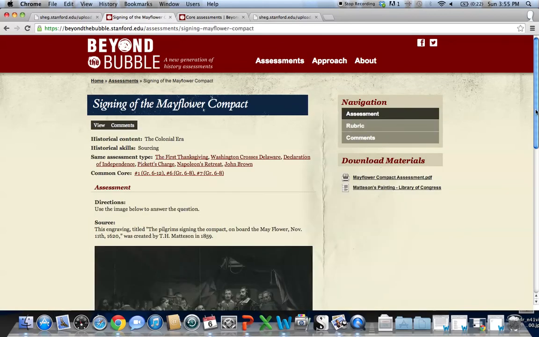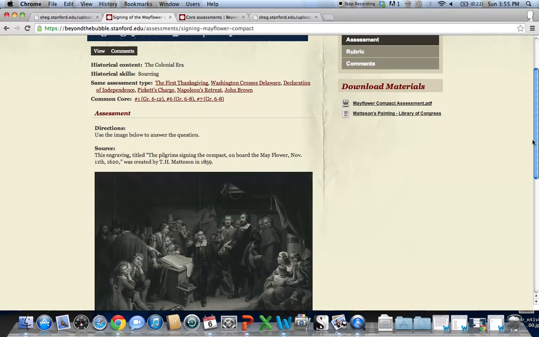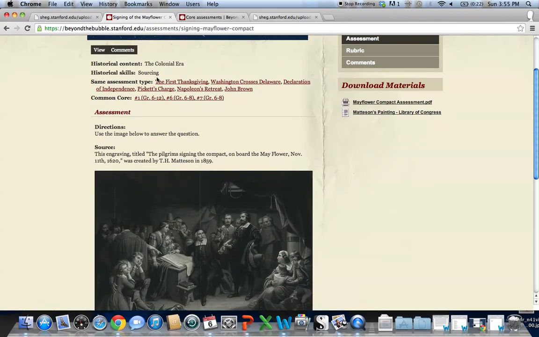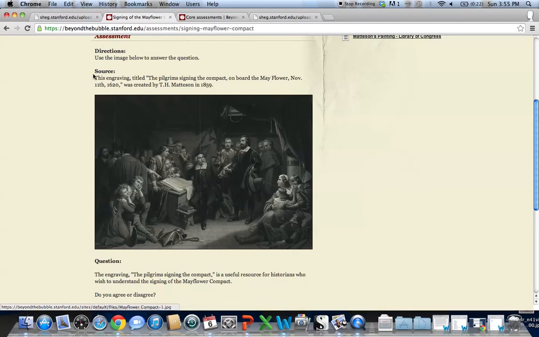The one I'm going to look at, just to show you what's here, is the signing of the Mayflower Compact. It has your content and the skills, similar ones, etc. The directions are that you use the image below to answer the questions. It gives you the source. The big thing that students are expected to pick up on is that this source was created in 1859, depicting the signing of the Mayflower Compact in 1620. So that's 239 years after the fact.